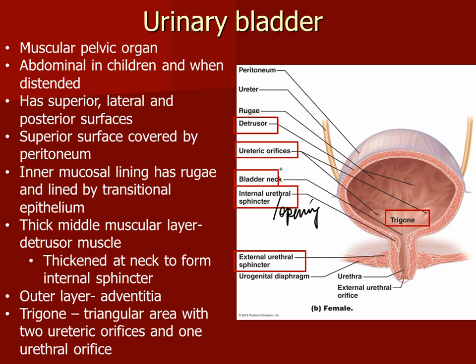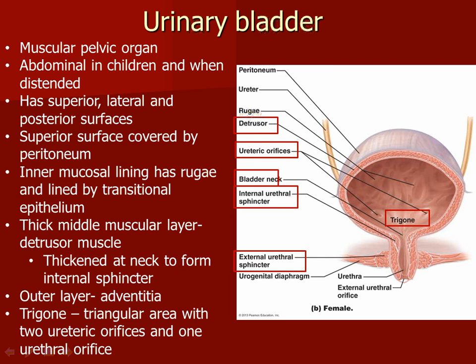This is also the region where the bladder continues into the urethra, so it's also called the bladder neck, or the internal urinary or urethral orifice. All these are the same for this opening here. So this region is called the bladder neck and it leads into the urethra. It's called the internal urinary or internal urethral opening or internal urethral orifice. This is where the internal urethral sphincter is going to be present, okay?